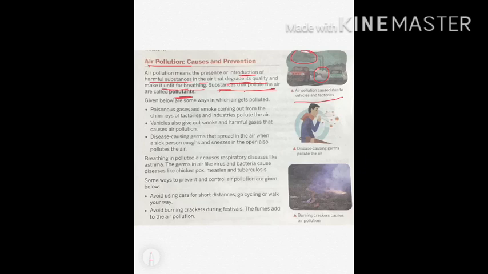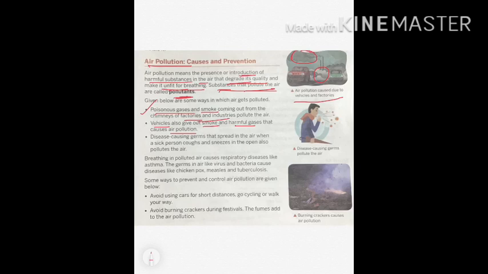All right, students. So there are many substances which pollute our air. Let's learn about them. First is the poisonous gas and smoke coming out from the factories and industries. You can see in the picture here, it pollutes the air. Now, vehicles also give out smoke and harmful gases. What harmful gases? Vehicles give out carbon dioxide, methane, sulfur dioxide, nitrogen dioxide. All these harmful gases are released by these vehicles also, which adds to the air pollution.